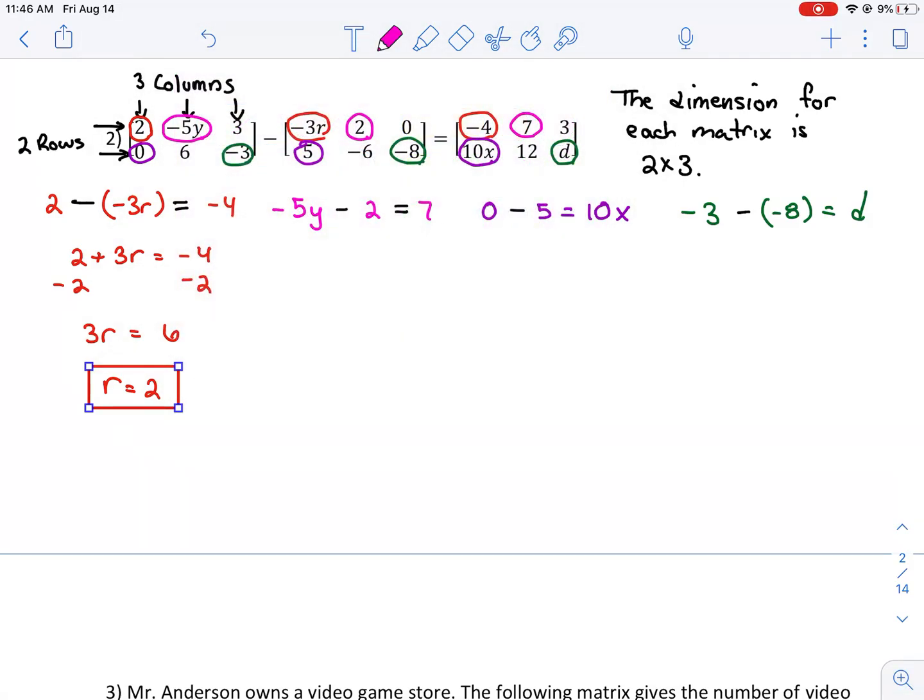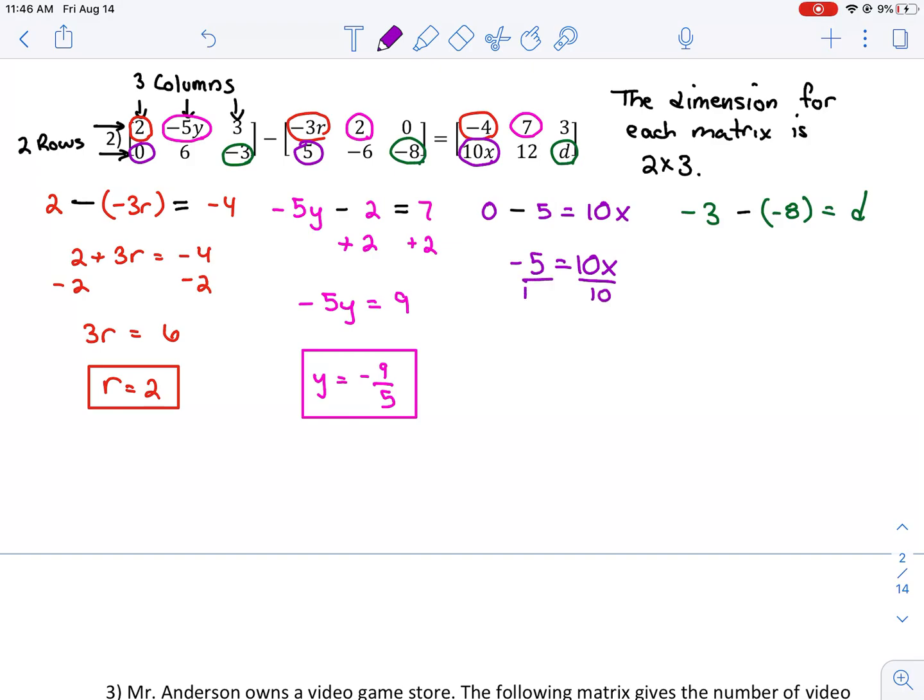For the equation in pink, I'm going to add 2 to both sides, which yields the following equation. So y is equal to negative 9/5. On to the equation in purple, negative 5 is equal to 10x. And it's really tempting for students to just write x is equal to negative 2. However, that is not the case, because if you divide both sides by 10, x actually equals negative half. So be careful with problems like that.